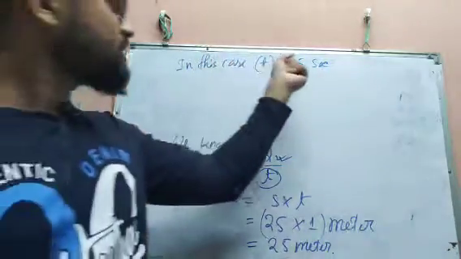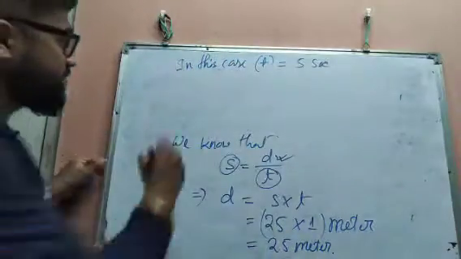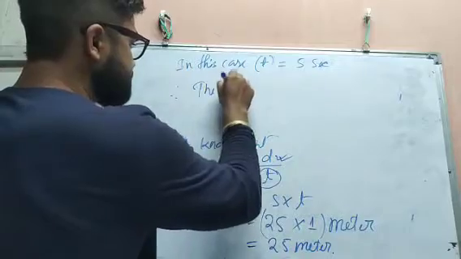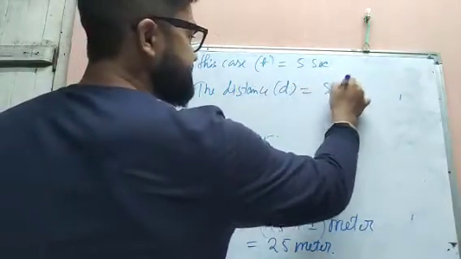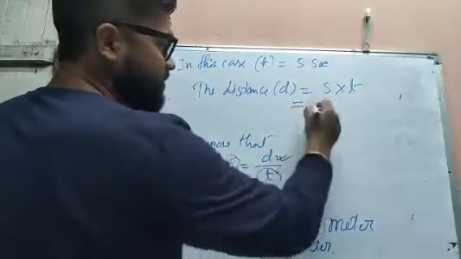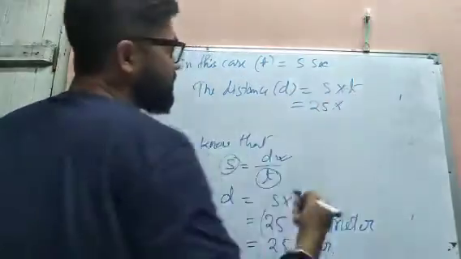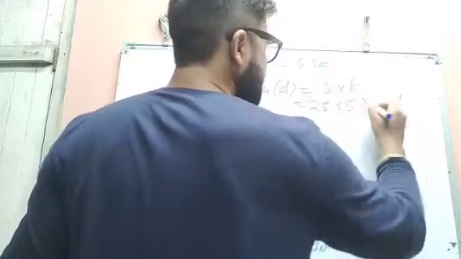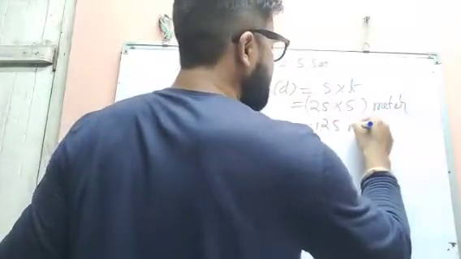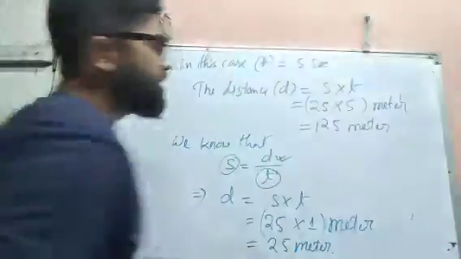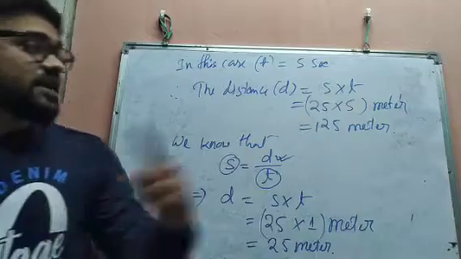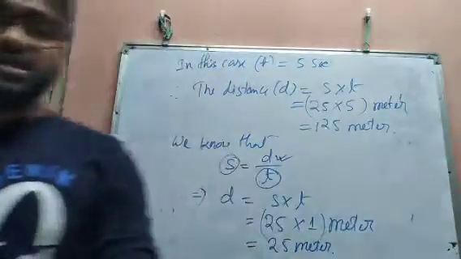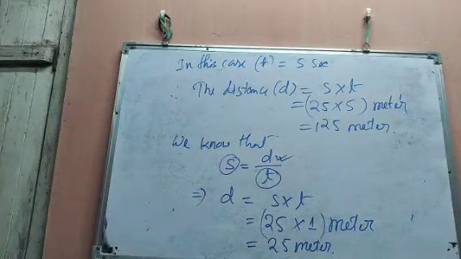So this time the car time given is 5 seconds. Therefore the distance travelled will be d equal to the same formula, s into t. So the s value we know is 25 and the t value is 5 seconds, and the distance unit will be meter. That means 125 meter. So when the car is moving at 25 meter per second speed for 5 seconds, the car will move 125 meter.